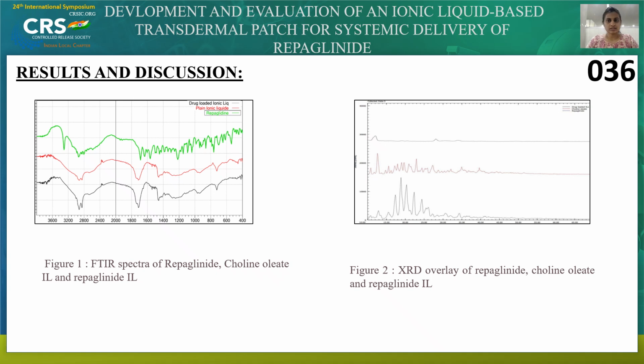In the results and discussion, two graphs are mentioned. The first is FTIR and the second one is XRD. FTIR confirms the compatibility and XRD confirms a reduced crystallinity of repaglinide in the ionic liquid. FTIR shows that repaglinide and choline oleate form an ionic liquid without chemical degradation. The XRD shows that the crystallinity of repaglinide becomes more amorphous in the ionic liquid form, which helps improve solubility and drug delivery. So in this result, repaglinide was successfully converted into the ionic liquid, which improves solubility and stability.